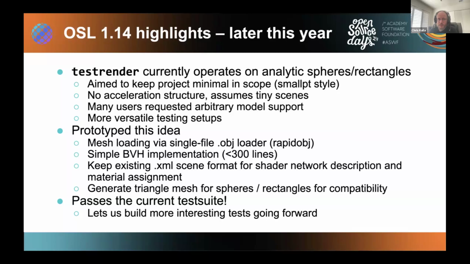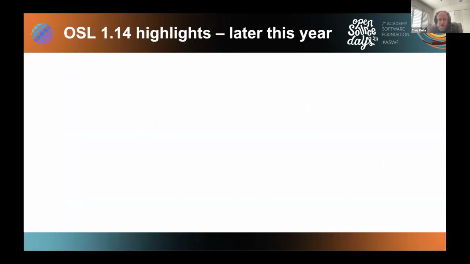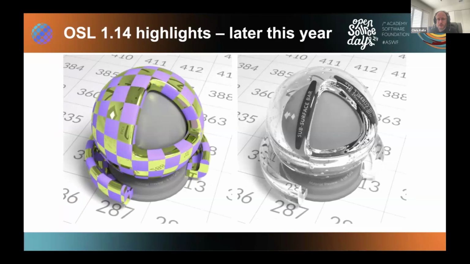So we did a prototype of this idea. It does mesh loading through a single file OBJ loader called Rapid OBJ. It's a very nice small self-contained library. And all the rest we wrote ourselves. So there's a simple BVH implementation that's designed to be very small. It's less than 300 lines of code. We're keeping the existing XML scene format for describing the shader networks and assigning materials. And for compatibility with what we had before, all the spheres and rectangle primitives will just be tessellated into triangle meshes. And with that, we have a system that actually passes the current test suite. But like I said, it lets us build much more interesting tests going forward. So here's a teaser image of the standard MaterialX shader ball with some basic OSL shaders assigned.